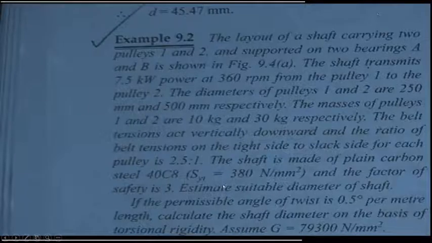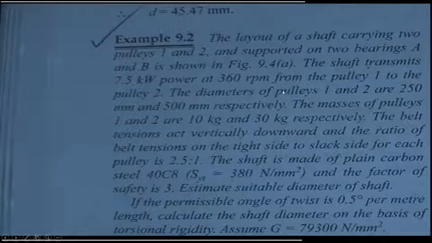Okay, so we'll go for the problem here. Now the layout of a shaft carrying two pulleys 1 and 2 and supported on two bearings A and B is shown in figure. The shaft transmits 7.5 kilowatt power at 360 rpm from pulley 1 to pulley 2.